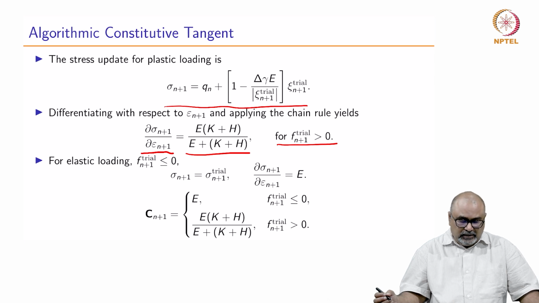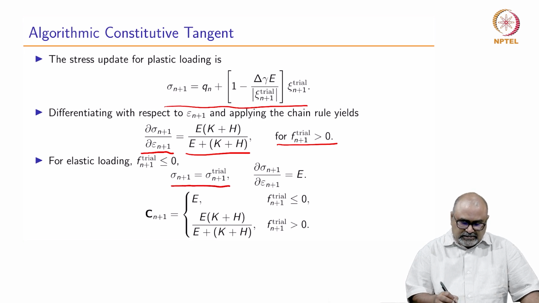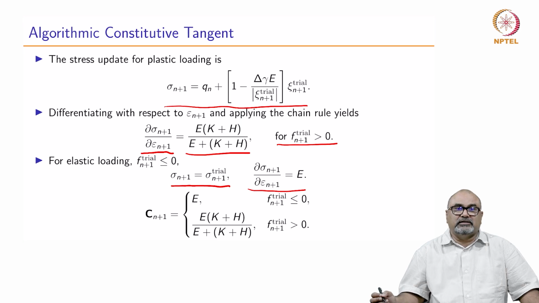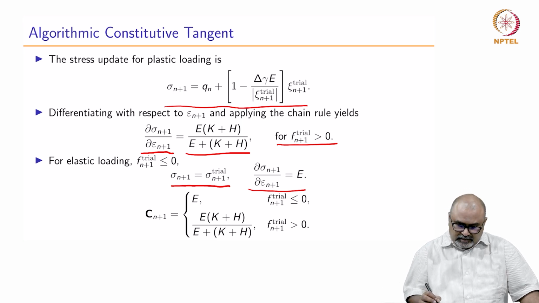Now, if it is an elastic loading, when F_{n+1} trial is less than or equal to 0, it is an elastic trial state. So, the chosen value σ_{n+1} trial is the same as σ_{n+1}. So, the linearization ∂σ_{n+1}/∂ε_{n+1} will be simply equal to the modulus of elasticity.